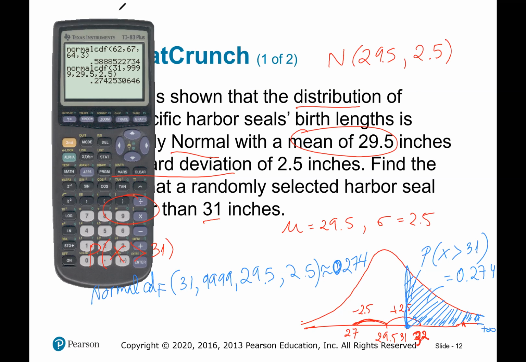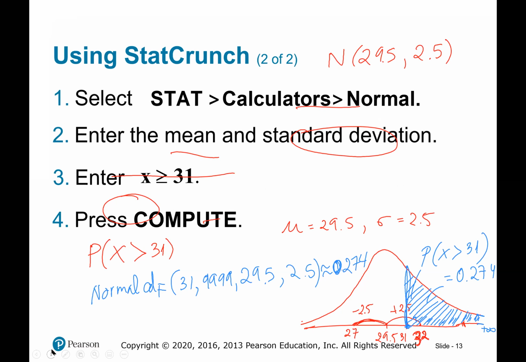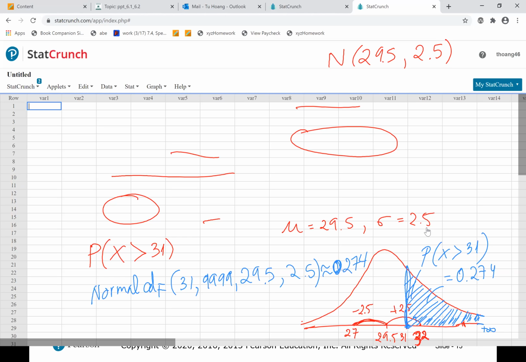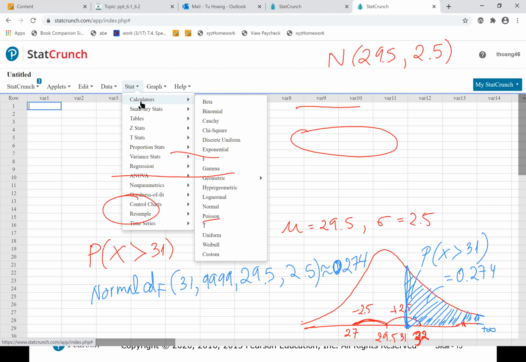So now let's see how they show you to use StatCrunch for the next page. Okay, let's see. All right, so here we have to use the Stat calculator. Let me use StatCrunch. Okay, so now I have StatCrunch here, and firstly you need to click on Stat, right? Stat, and then Calculators. Okay, and then you go to Normal, click on that.